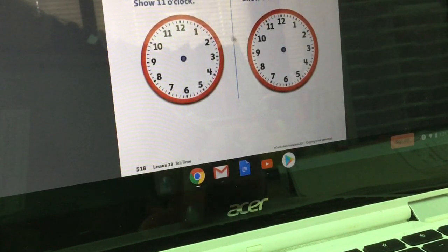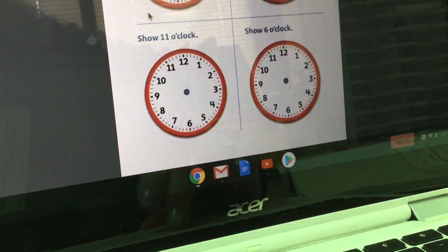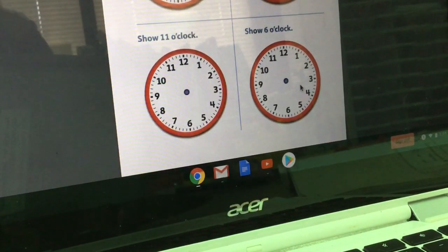Go ahead and try these two on your own. We want you to show 11 o'clock in this clock and show 6 o'clock in this clock. Please do those two right now, drawing your minute hand and hour hand for both. Pause the video if you need more time.